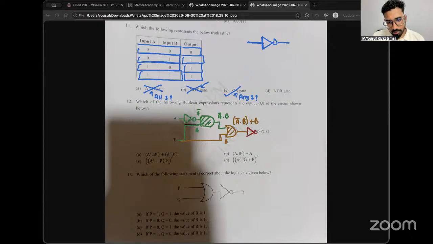Then I have a NOT gate here. For the NOT gate, the input is this whole thing. The brown colored whole thing is coming as input. What the NOT gate will do is take the whole input as one input, and for the whole input, the NOT gate will add a dash. So it will be like this.